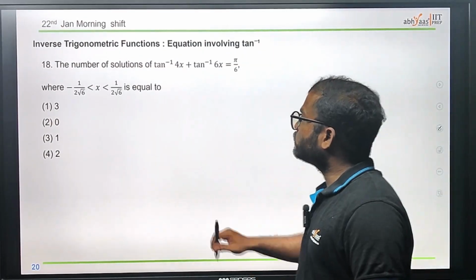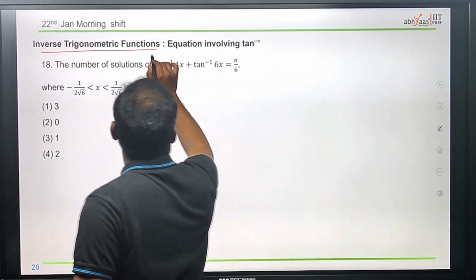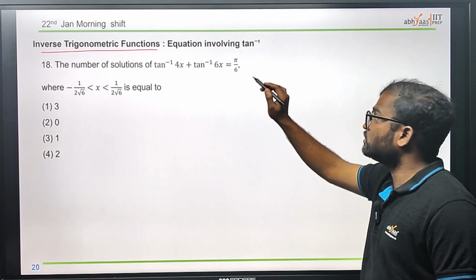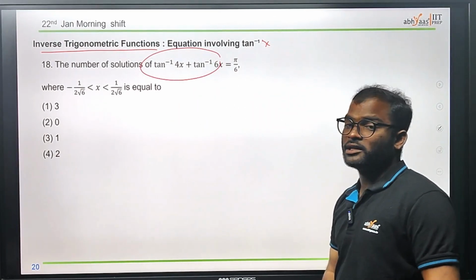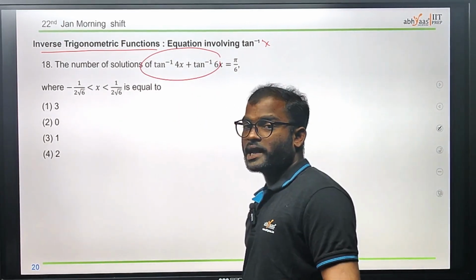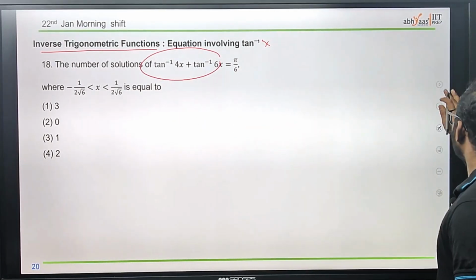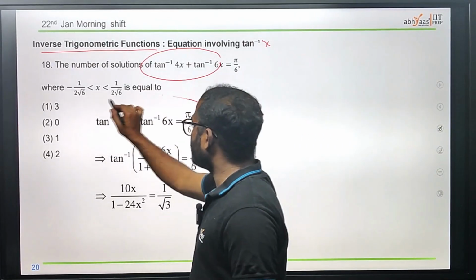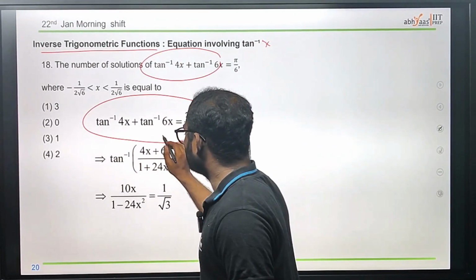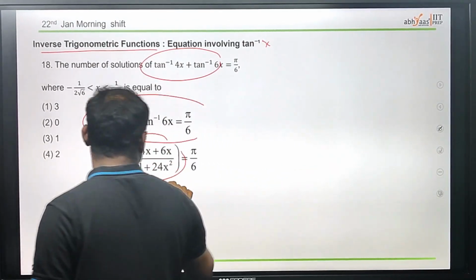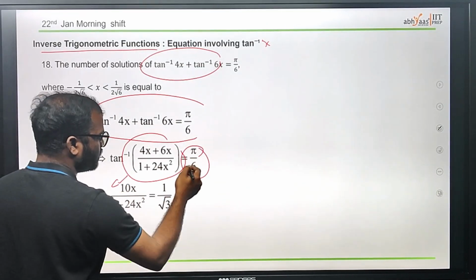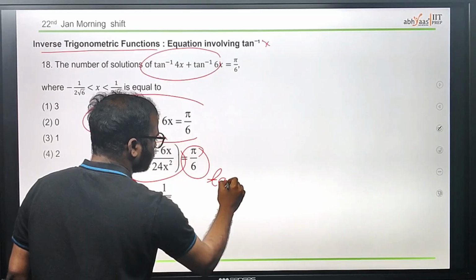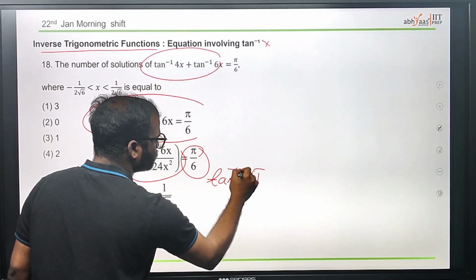Now, in this question we have inverse trigonometric functions, based on the equation involving tan inverse of x. If we observe, we have tan A, tan B. By using the tan A, tan B formula, we can solve this one. Here we have tan inverse of 4x, and using the formula we get 4x plus 6x. By using that we can easily solve, and we know this will be tan inverse of pi by 6.